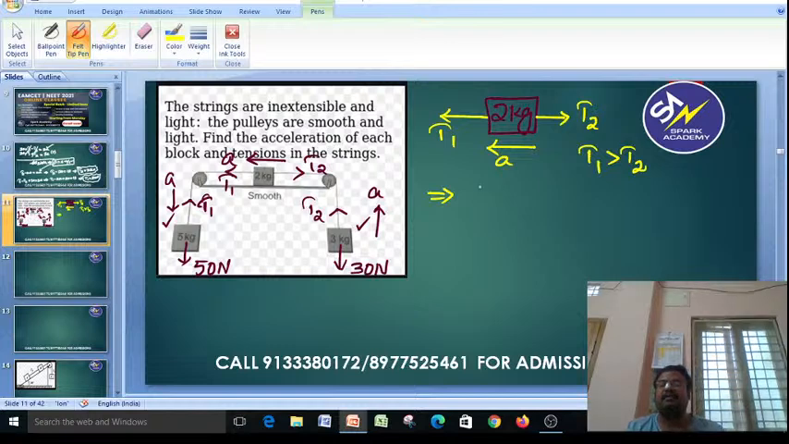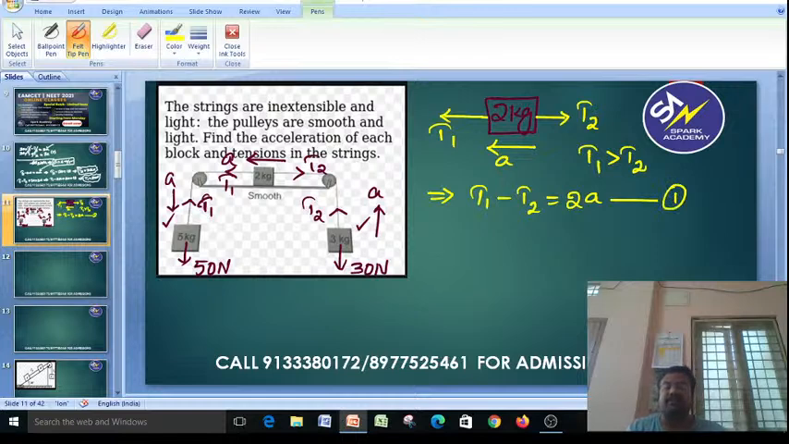T1 is greater than T2. Now, let us try to form the equation for T1. So T1 minus T2 is equal to mass into acceleration, that is 2a. This is the first equation.